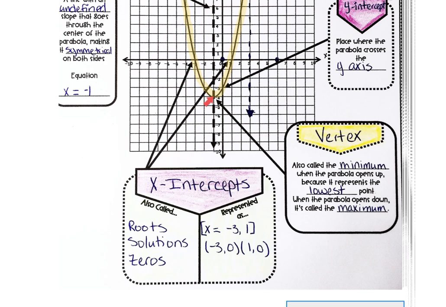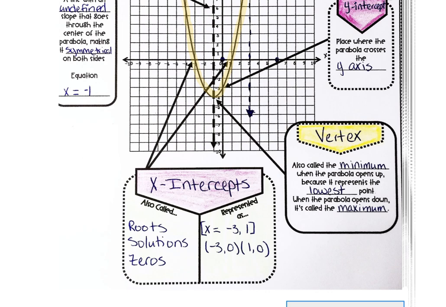If this graph were pointing down, it would be the maximum. So it is called the minimum when it opens up because it represents the lowest point. When the parabola opens down, it is called the maximum. So if the parabola is pointing up like this, then your vertex is going to be the lowest point. It's going to go to the lowest point and turn, minimum. If the graph were going down, pointing down, then where it turns would actually be the highest.